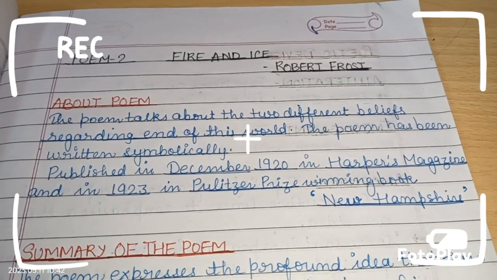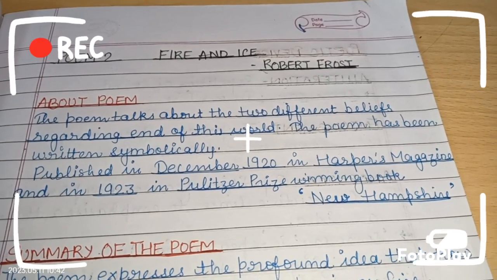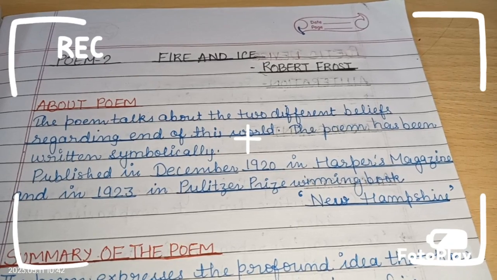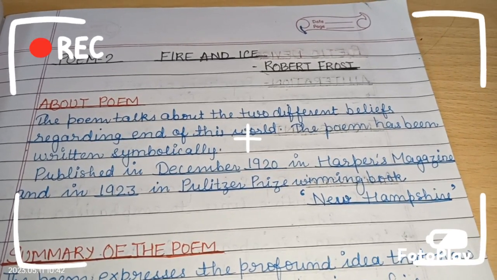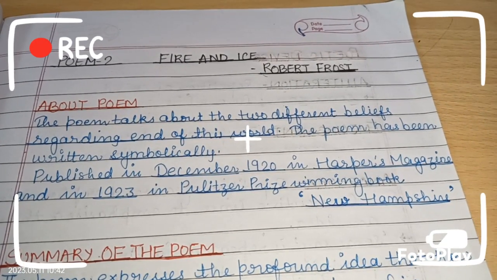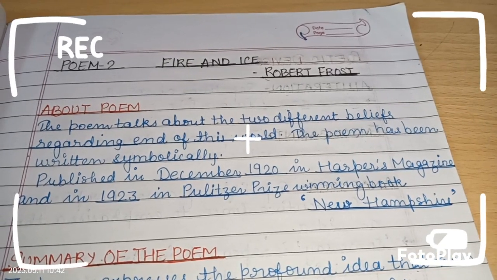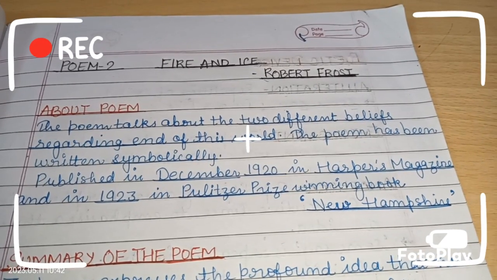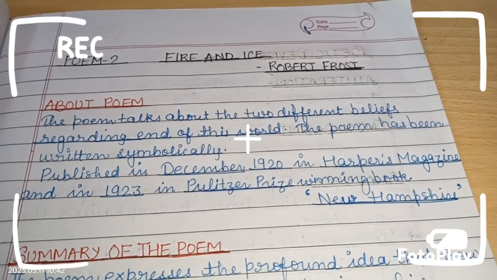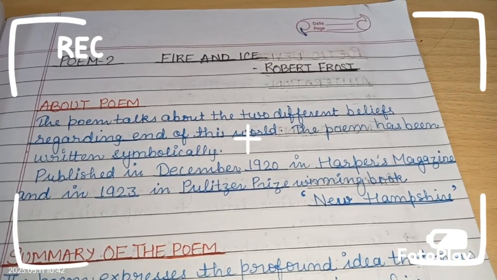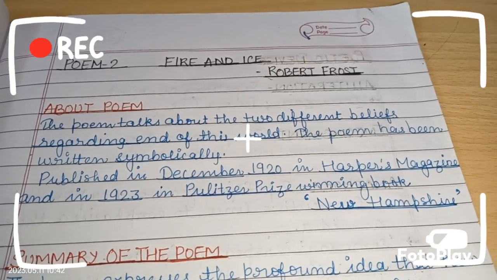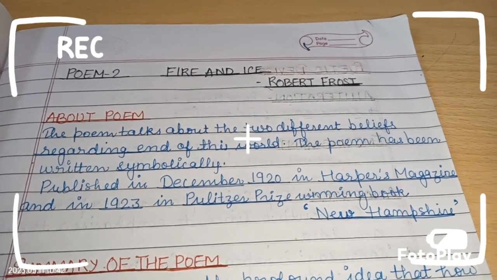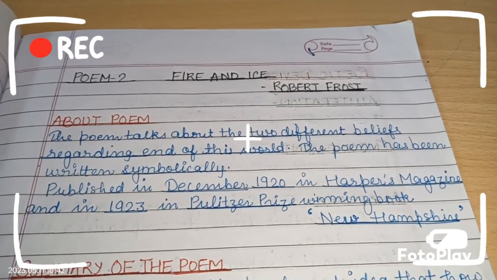Well, students, here I bring poem number 2 for grade 10th, Fire and Ice by Robert Frost. Now, sharing something about the poetry. The poem talks about two different beliefs regarding the end of this world. The poet has used certain symbolic figures in the poetry, that are fire and ice. This poem as well, just like Dust of Snow, had won the Pulitzer Award in the book New Hampshire.